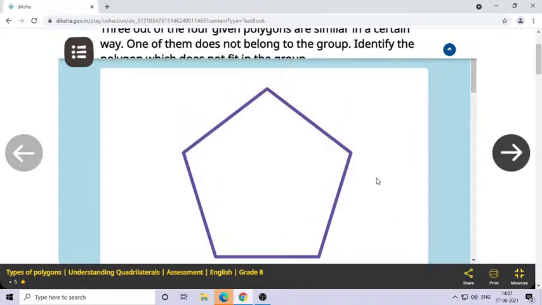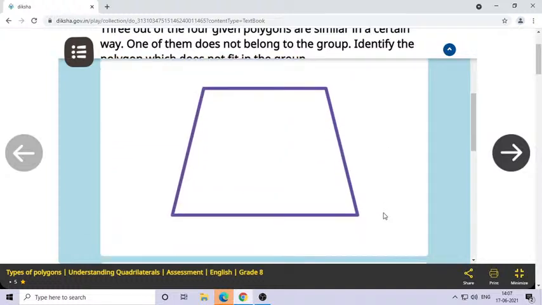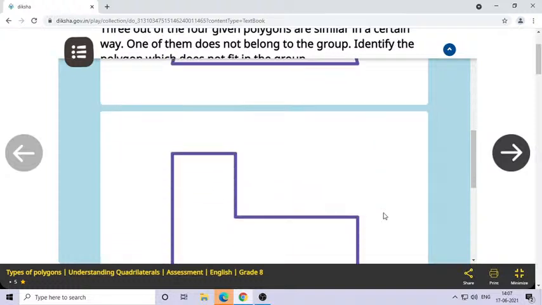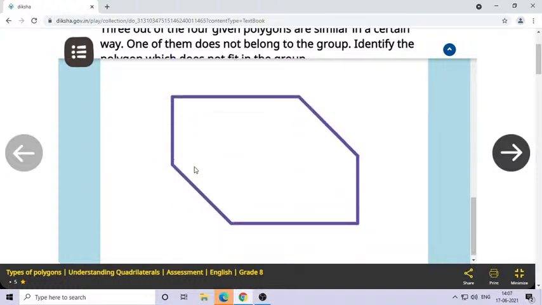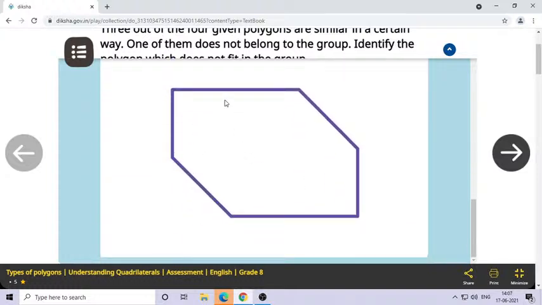The first one is a pentagon. The second one is a trapezium. And the third one is some other figure. Which figure is it? 1, 2, 3, 4, 5, 6. So it is a hexagon. And the next one, if you look at this figure, 1, 2, 3, 4, 5, 6. So it is also a hexagon.